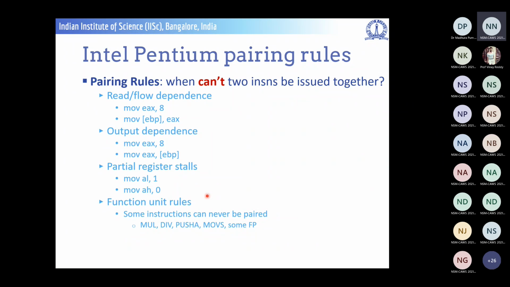So there are rules based on how many functional units you have provisioned for, and if there are back-to-back instructions that take long in execution, then they would not be scheduled together either. So this is an example of pairing rules that Intel Pentium came up with, which was one of the earlier superscalar processors.